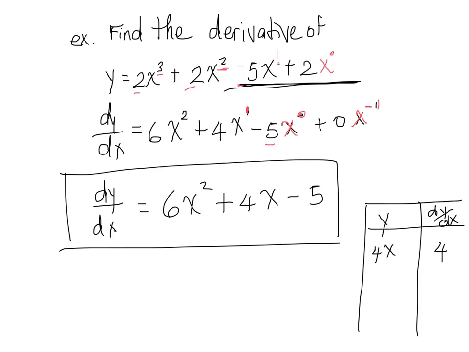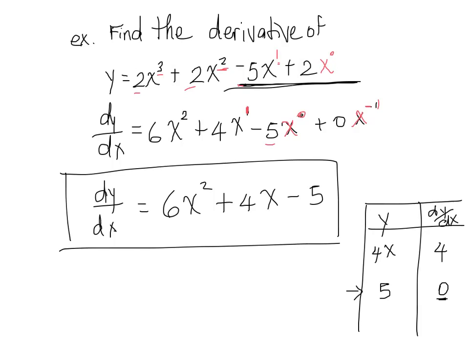It just goes away. So if y was 5x, our derivative would be 5. If y is 1,000,000x, our derivative would be 1,000,000. If y was negative 3,000x, our derivative would be negative 3,000. In a similar way, if y was 5, our derivative would be 0. Any number with no x, our derivative is always going to be 0.